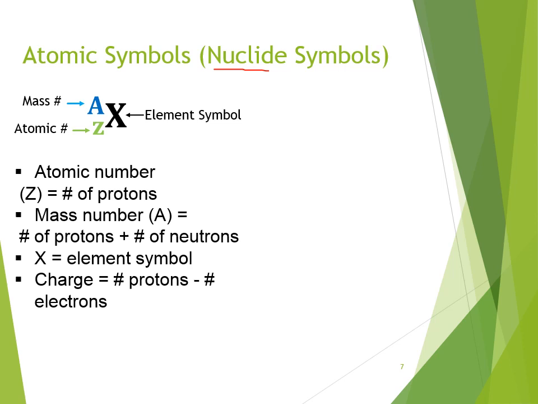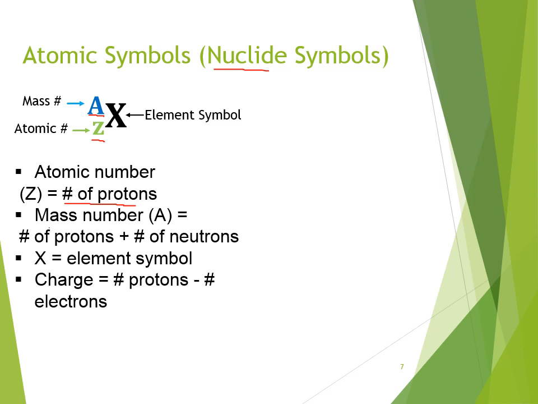Next, in a nuclide symbol, we write the mass number where this letter A is, and the atomic number will be where this letter Z is. So what exactly is the atomic number? The atomic number is the number of protons that element has, and the number of protons is going to remain the same for that specific element no matter what. We can get this atomic number, this number of protons, from the periodic table, and I'll show you where that's represented in a moment.